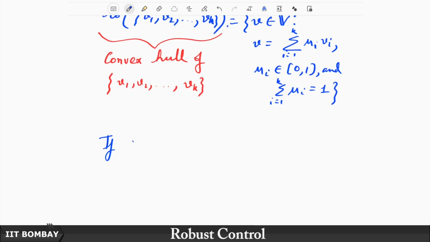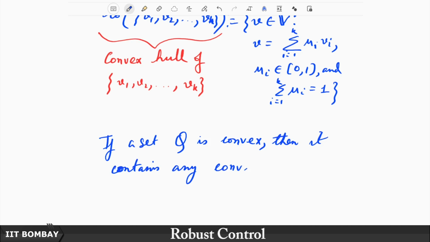So, it turns out that if a set Q is convex, then it contains any convex hull of its points. Again, very loosely speaking, what I mean is, if a set is convex, you pick up any bunch of points from that set and you take its convex hull, then that convex hull will be entirely lying within the given set. It will be contained by that set.